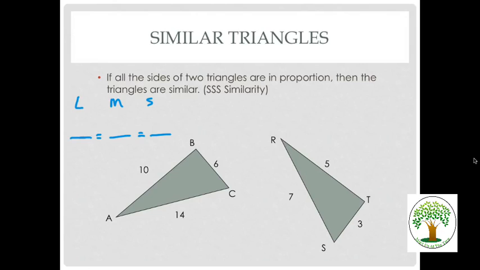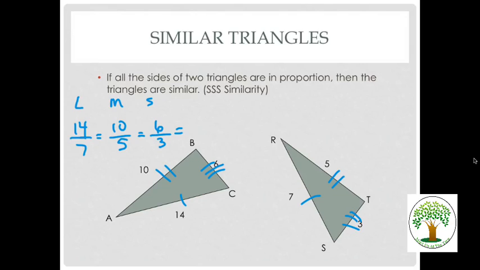So the long here, 14, goes with the long of 7 on here, right? So I would put a 14 here and a 7 there. The medium is the 10 and the 5, so I'm going to go 10. And the shorts are the 6 and the 3. That's what you're meaning, right? So I'm going to put the 6 and the 3.